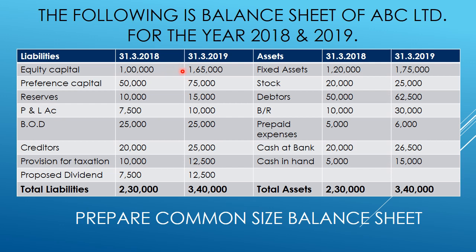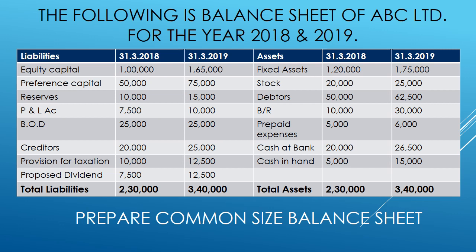For equity capital, it's 1 lakh, 1,65,000. Preference capital 50,000, 75,000. Reserves 10,000, 15,000. P&L account balance 7,500, and so on. There are many figures. The total of liabilities for 2018 and the total of assets for 2018 is the same, that by default has to be. And for 2019, the total is 3,40,000 for the assets and liabilities.